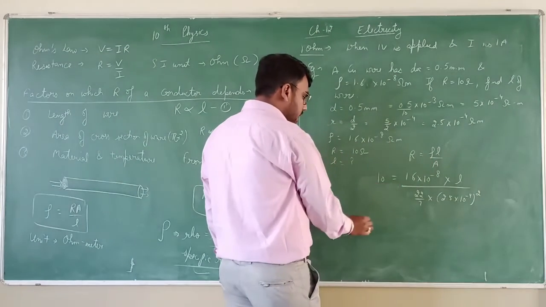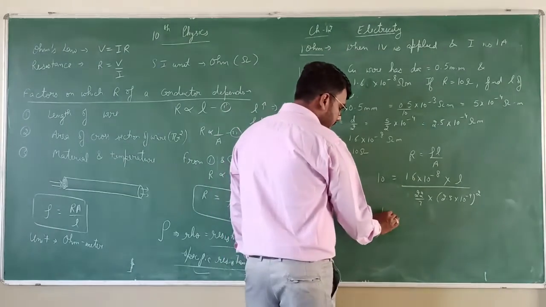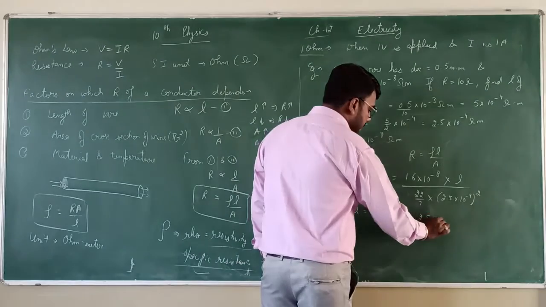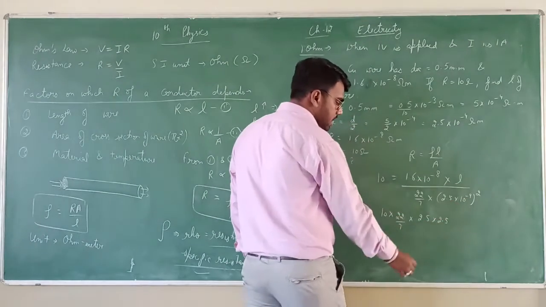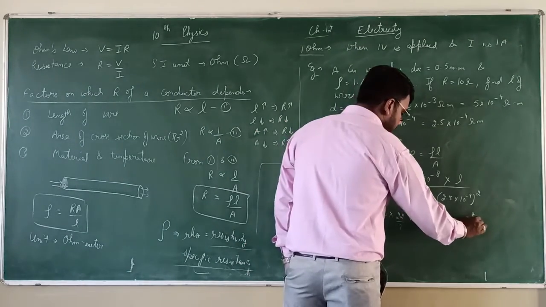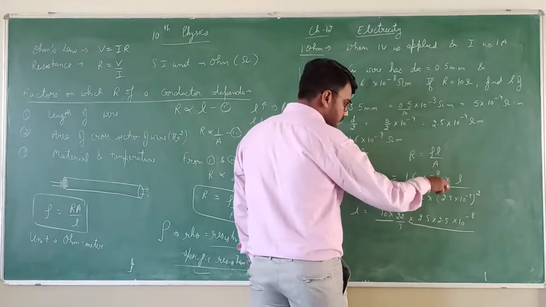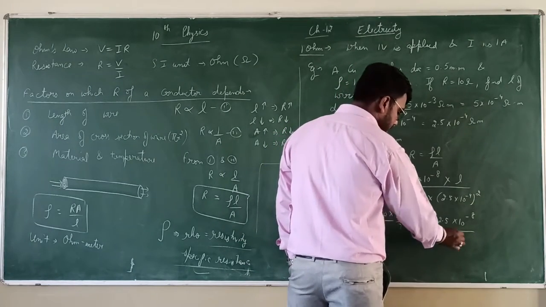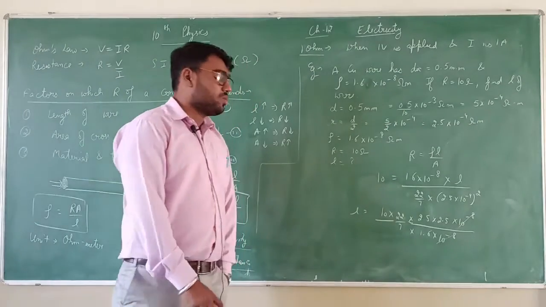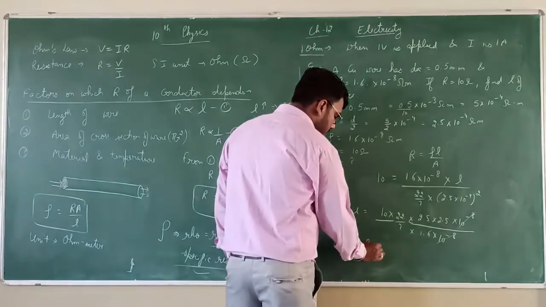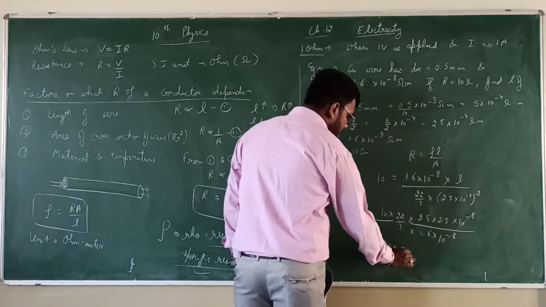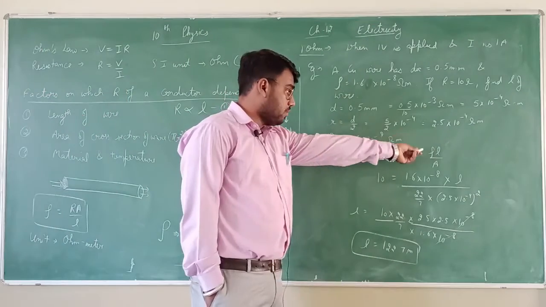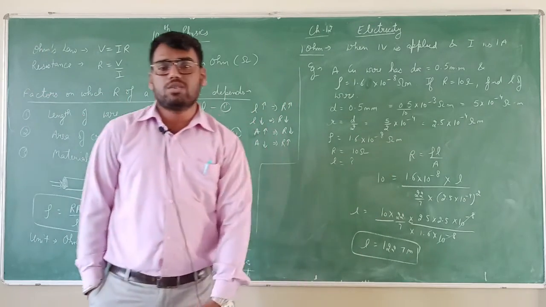So what will be the value of L? By cross multiplying, you will get 10 into 22 by 7 into 2.5 into 2.5, since we have a square, into 10 raised to power minus 8, divided by 1.6 into 10 raised to power minus 8 in the denominator. This will cancel this, and you can solve this very easily. After solving this, you get around 122 point something meter. So you can solve this question easily. We know the formulas, we have to put in the values and we can solve it easily.